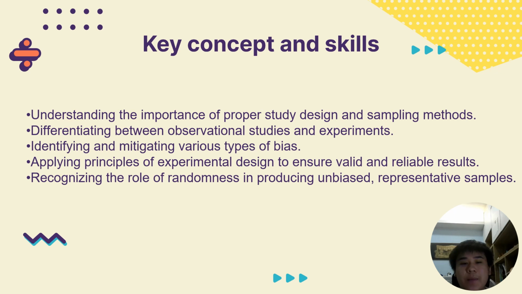Identifying and mitigating various types of bias. You need to be able to identify them, to tell which is which, to be able to define them, and to be able to know what caused them. Applying principles of experimental design to ensure valid and reliable results. Recognizing the role of randomness in producing unbiased, representative samples. If you ask me to use one word to describe this unit, the most important concept is randomness. So important. Yeah, we like random.